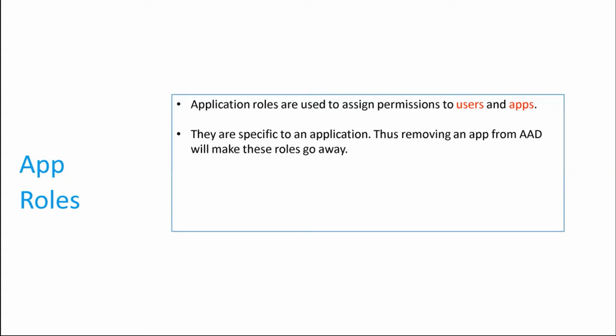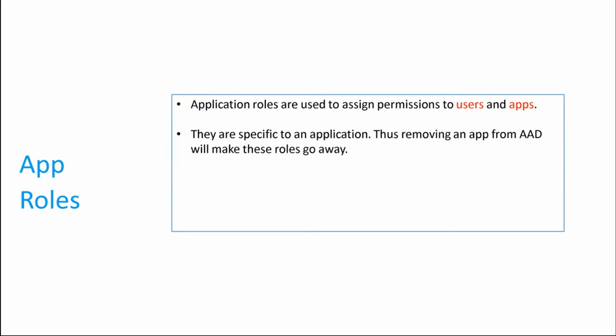With that, I will move to the first topic, which is app roles. App roles have been around for a very long time. App roles are used to assign permissions to both users and applications. The one very specific thing about app roles is that an app role is very specific to the apps themselves, in comparison to some of the other features that we will discuss, like security groups and directory roles, which are not really specific to an app, but more specific to an AAD tenant itself.